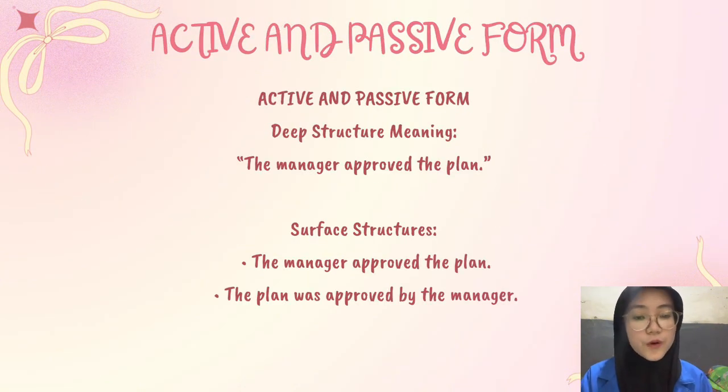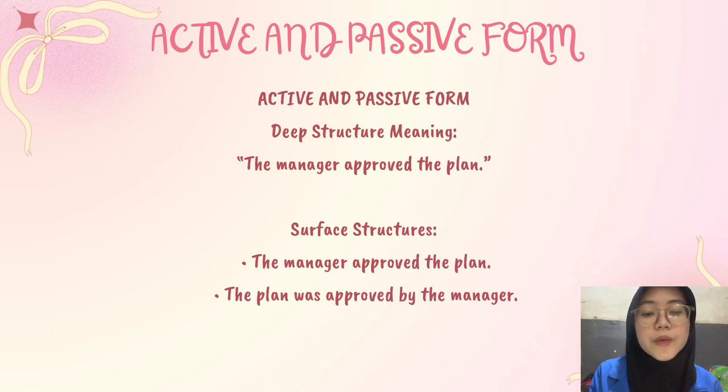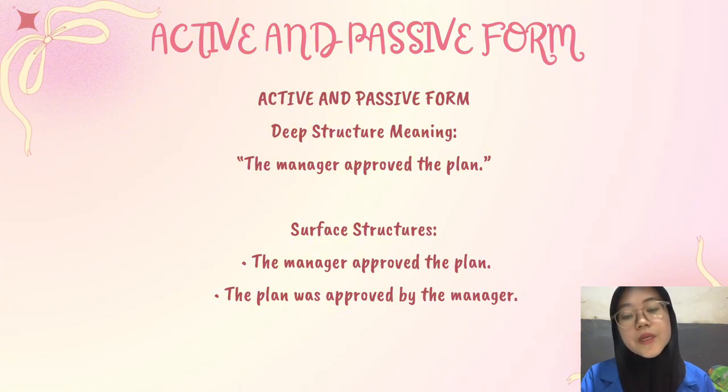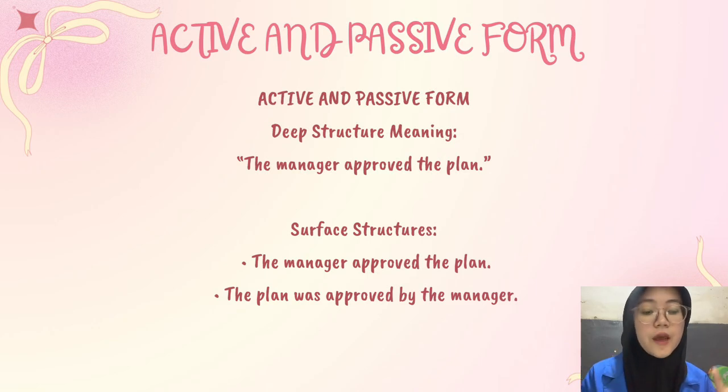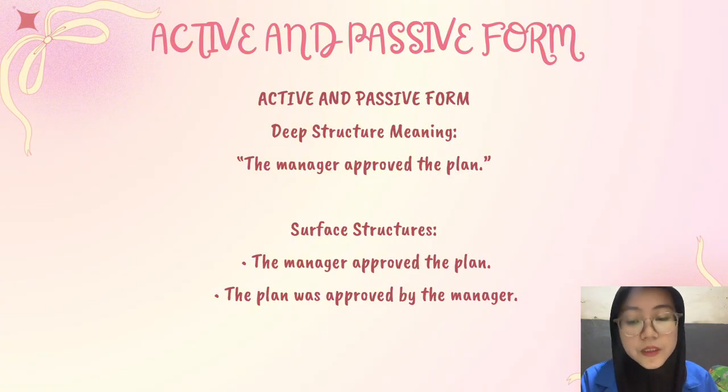Active and passive form. For example, the deep structure meaning is "the manager approved the plan," and the surface structure can be "the manager approved the plan" or "the plan was approved by the manager." So these two sentences have the same deep structure meaning. However, their surface structures are different. This shows that one deep structure can produce different surface structures.